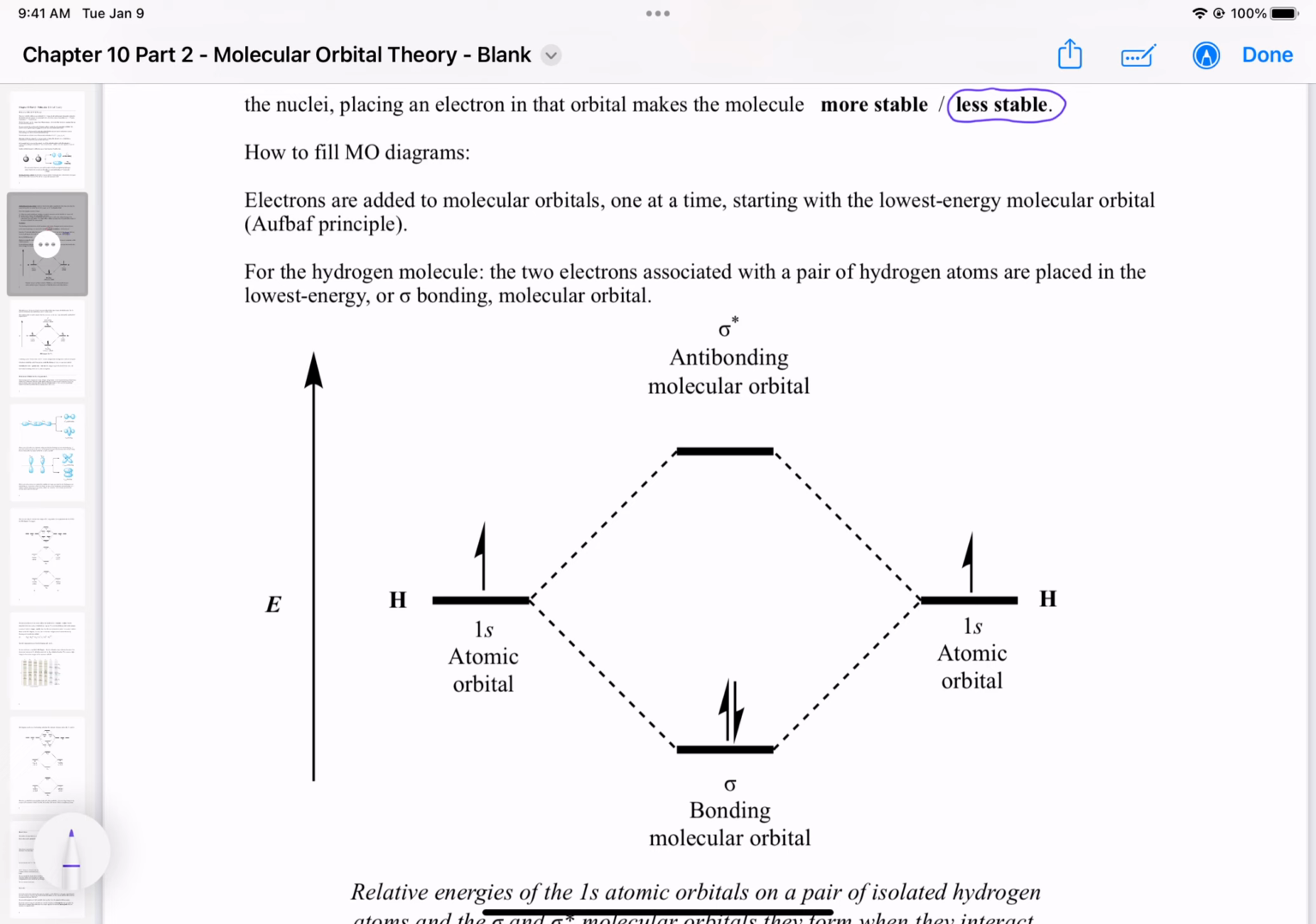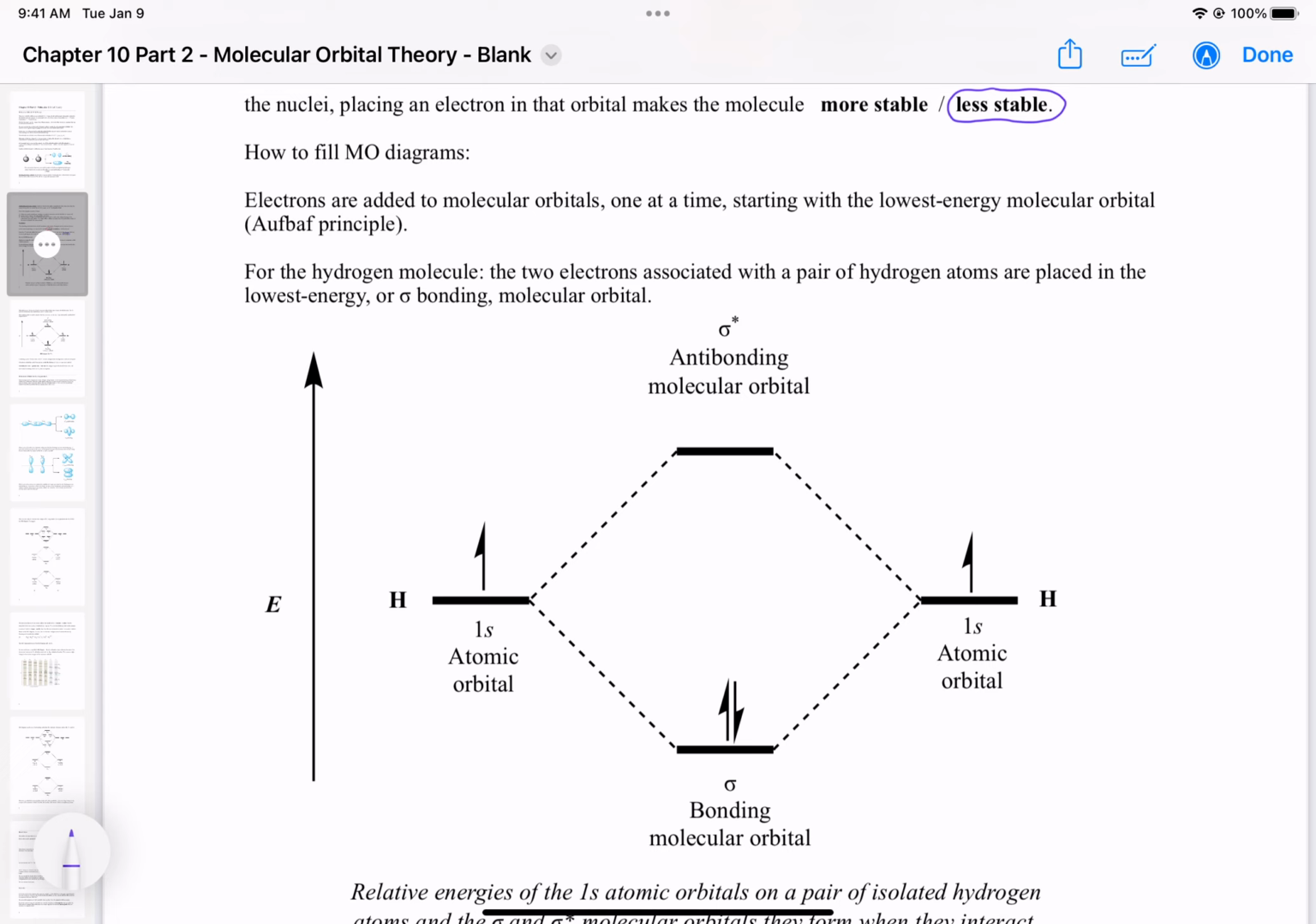So for the hydrogen molecule, two electrons are associated with a pair of hydrogen atoms, and they're going to first occupy the lowest energy molecular orbital, and that's the sigma bonding molecular orbital. Just like the regular orbitals, only two electrons can fill each single molecular orbital. So both of those electrons are going to pair up in the sigma bonding molecular orbital. And since both electrons are in that lower energy bonding orbital, that's why the H2 molecule exists as H-H.